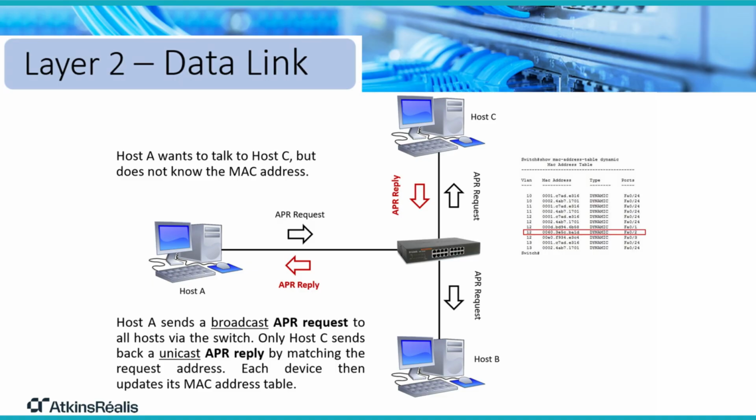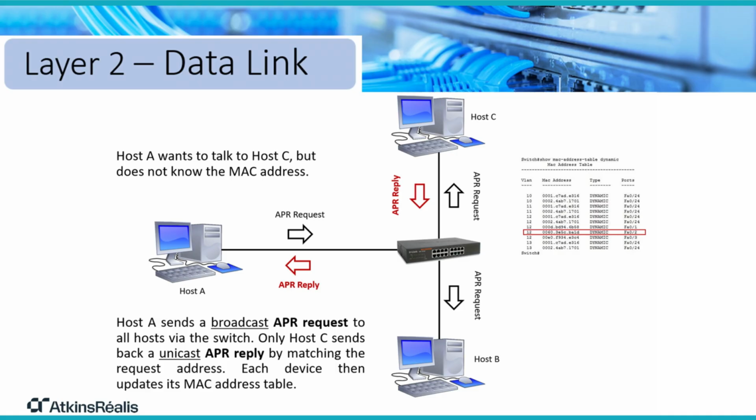Say host A wants to talk to host C, but A has no idea what C's MAC address is. What happens? Host A starts by sending out an ARP request, but because it doesn't know where C is, it can't send a direct message. It has to be a broadcast. A broadcast. Yeah. So it sends it to everyone. To everyone.